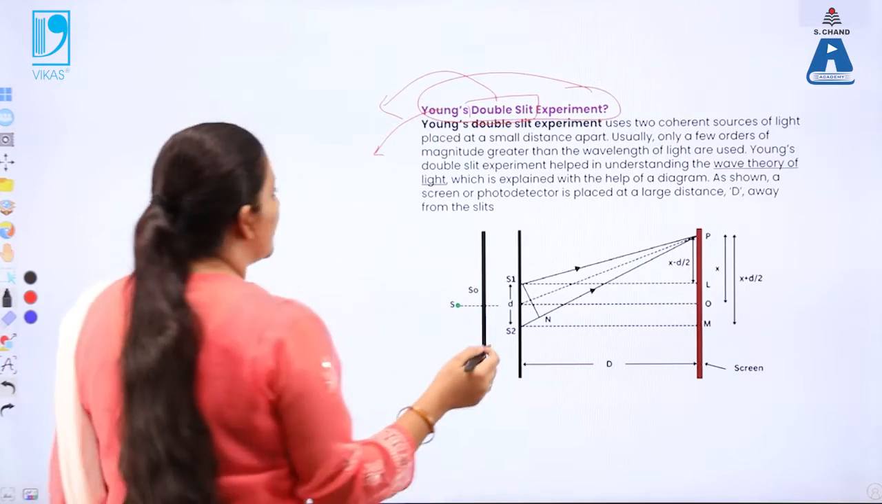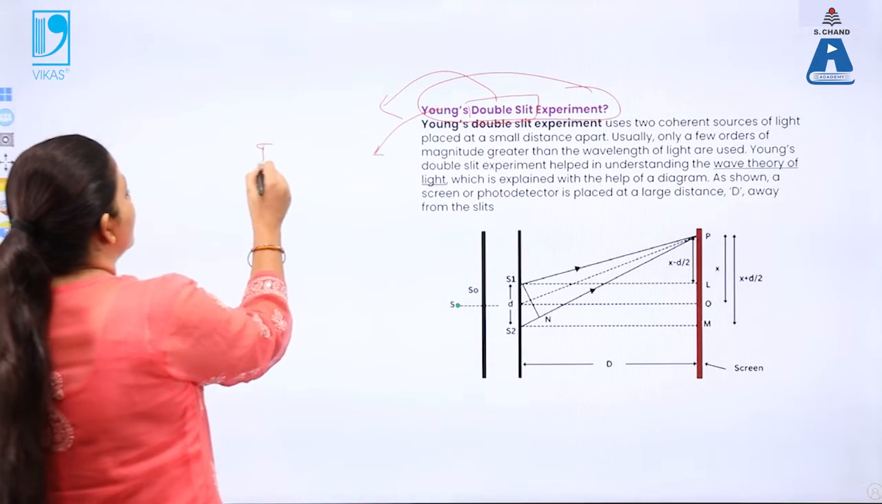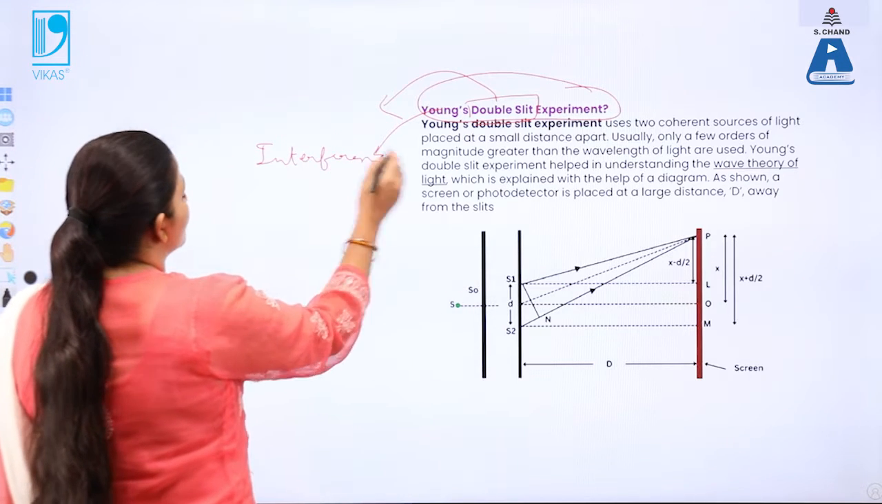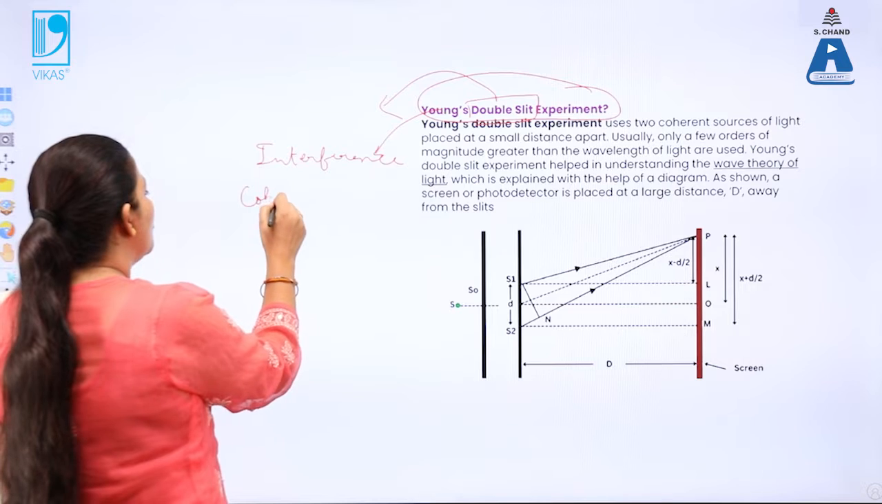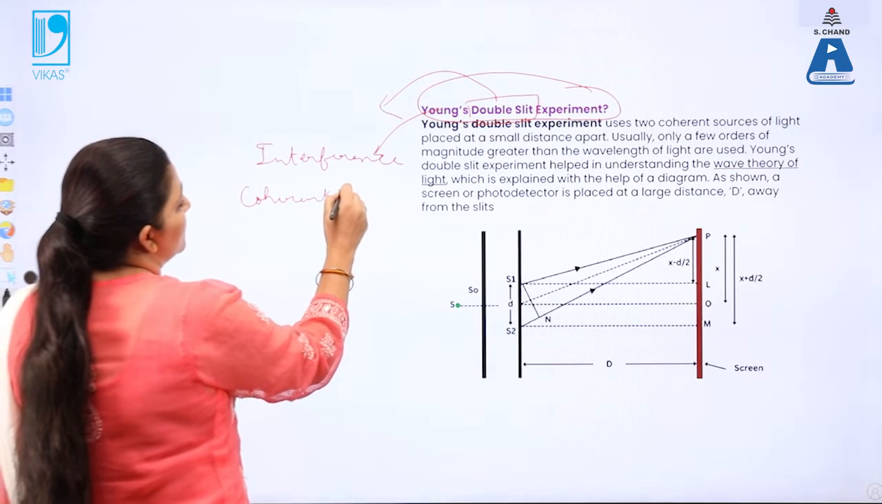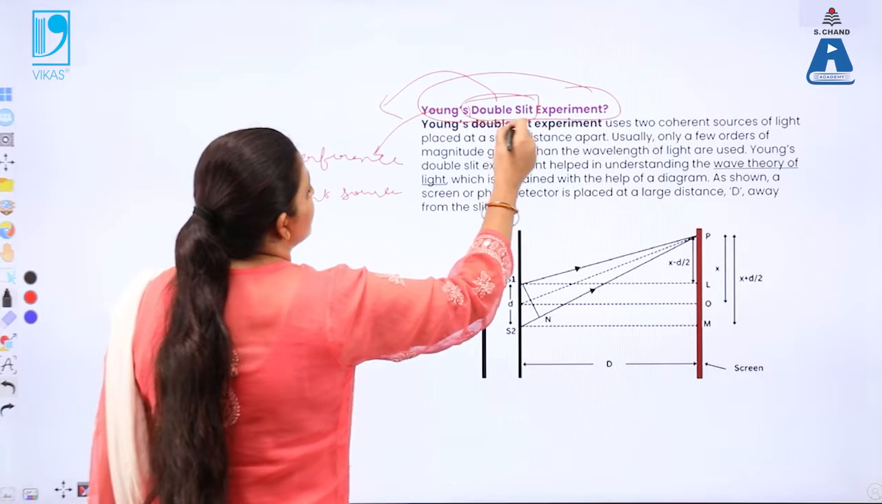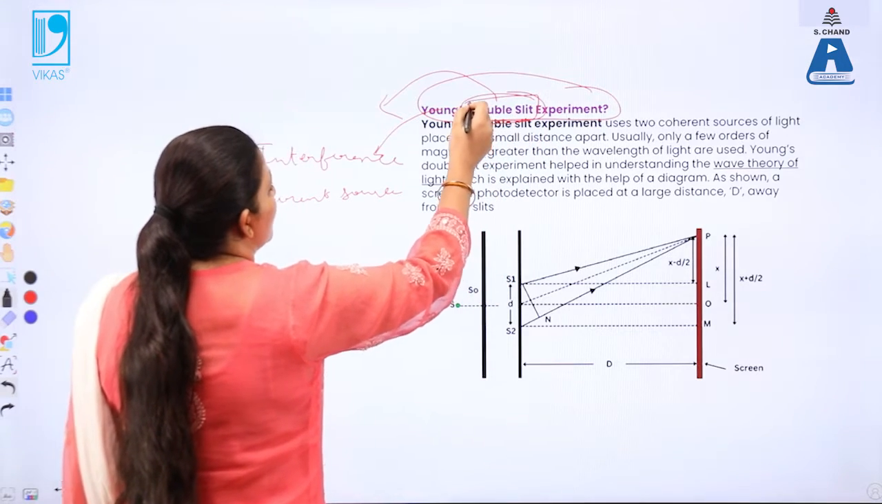In this case we have to understand what interference is. We know that for interference 2 coherent sources are needed. So minimum 2 coherent sources are needed here. That's why we are using a double slit here. Instead of a single slit, a double slit is used. So this is the meaning of double slit.